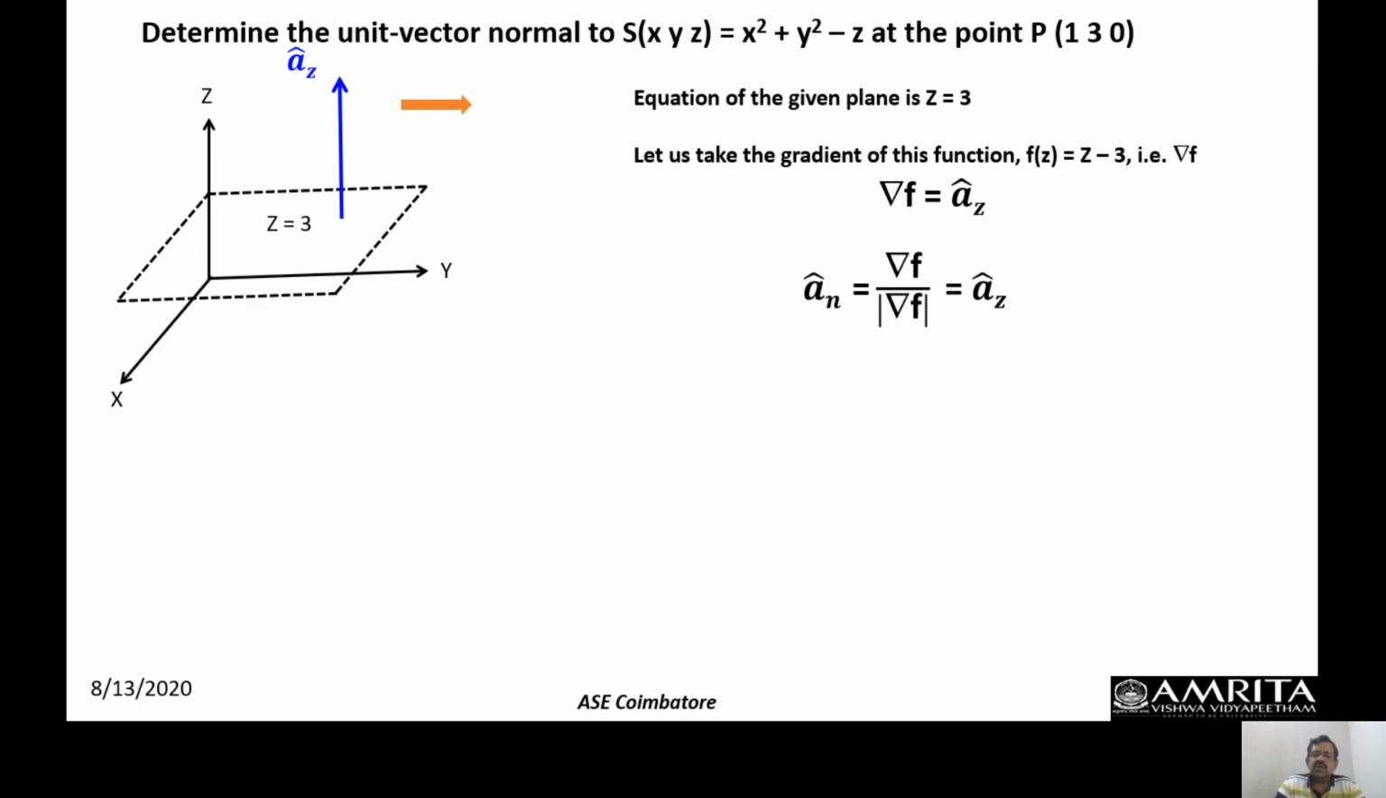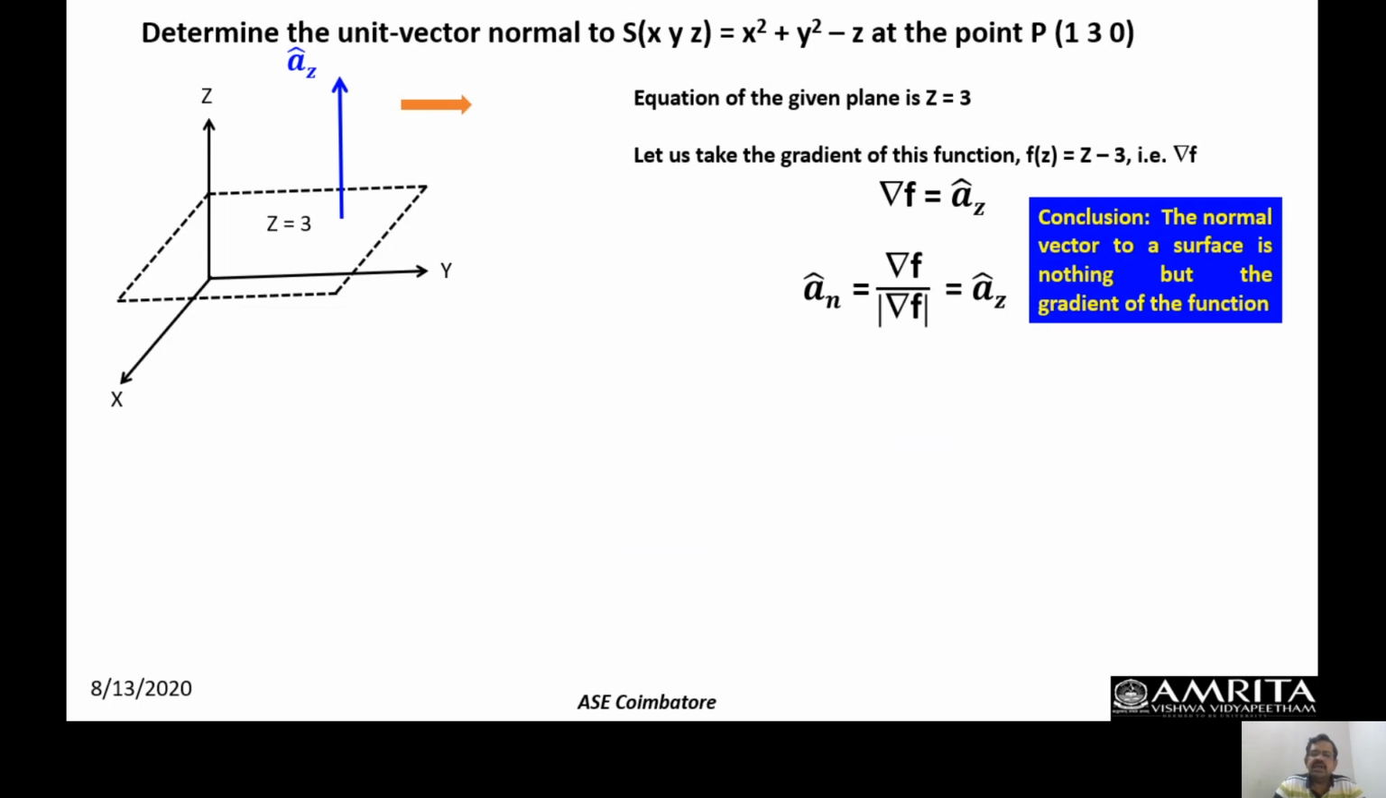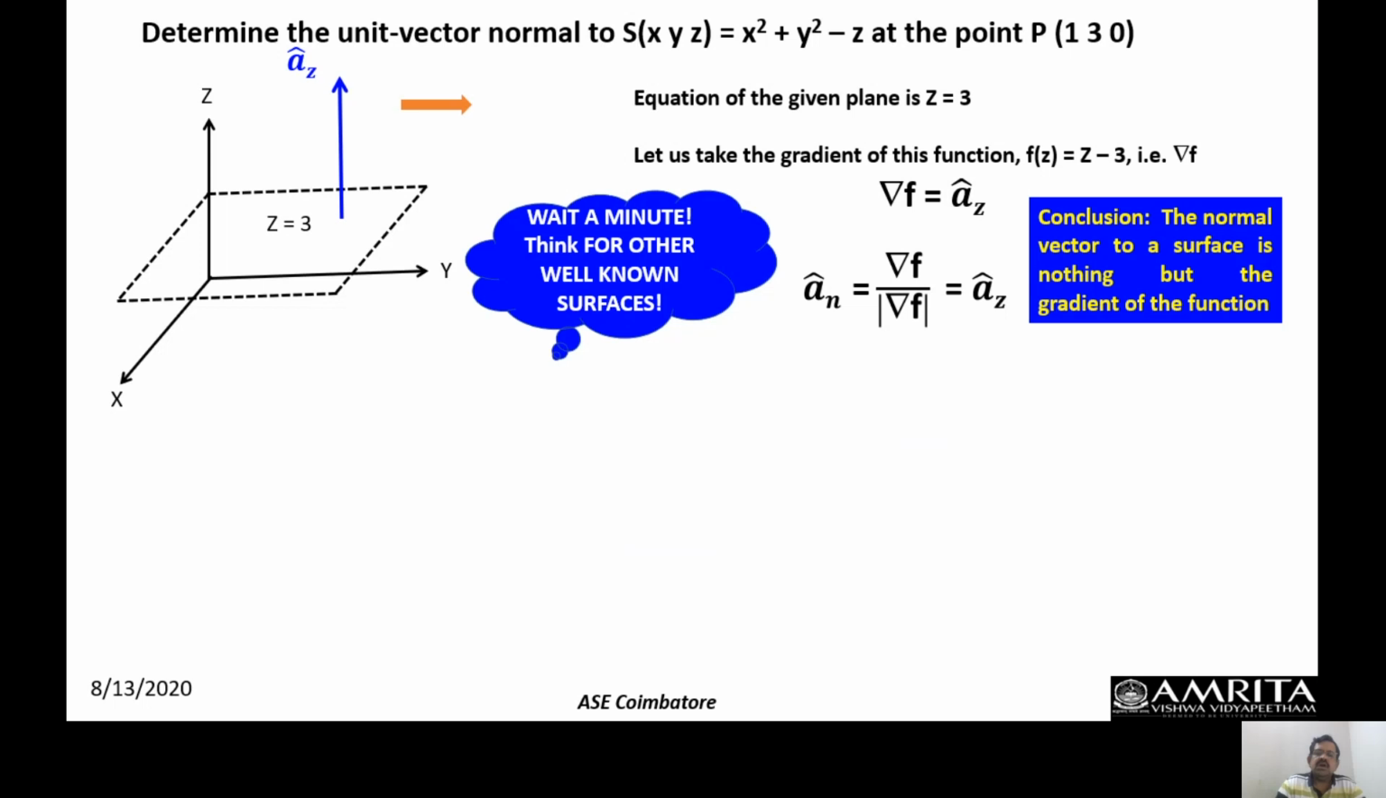So what is the conclusion? The conclusion is the gradient of the function itself can represent the normal vector to a surface, and the unit vector can be obtained by this simple formula: vector divided by the magnitude of the vector gives the unit vector. In this case the vector is the gradient, therefore it gives the unit vector normal to this surface. Now, wait a minute, think of other well-known surfaces and see how it works.